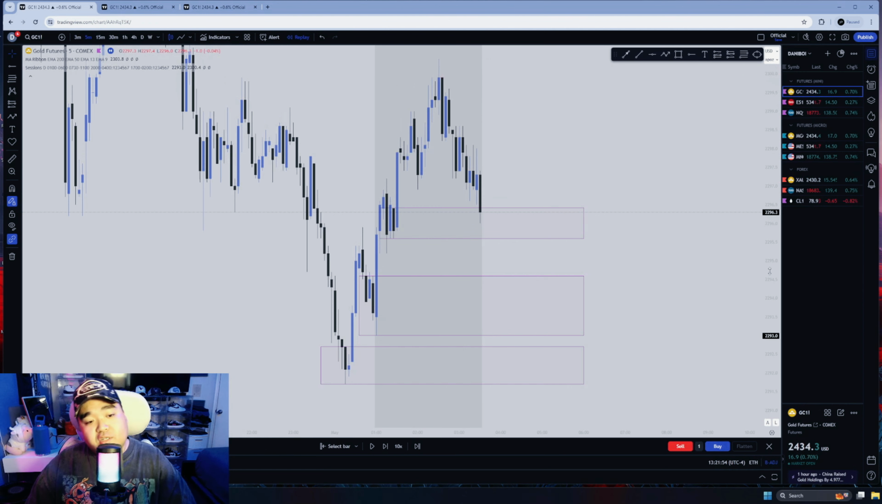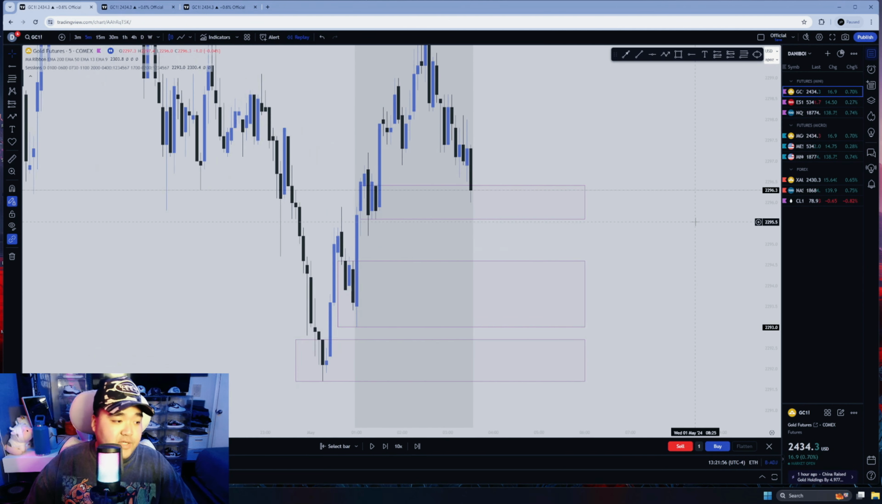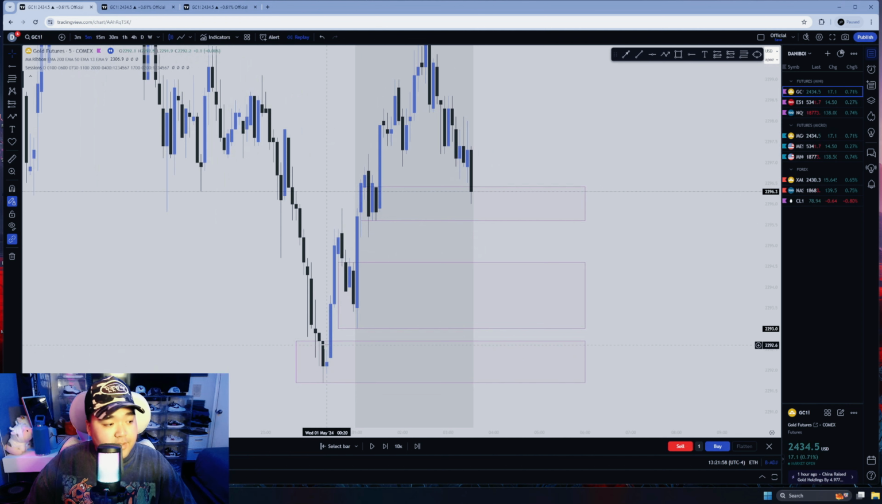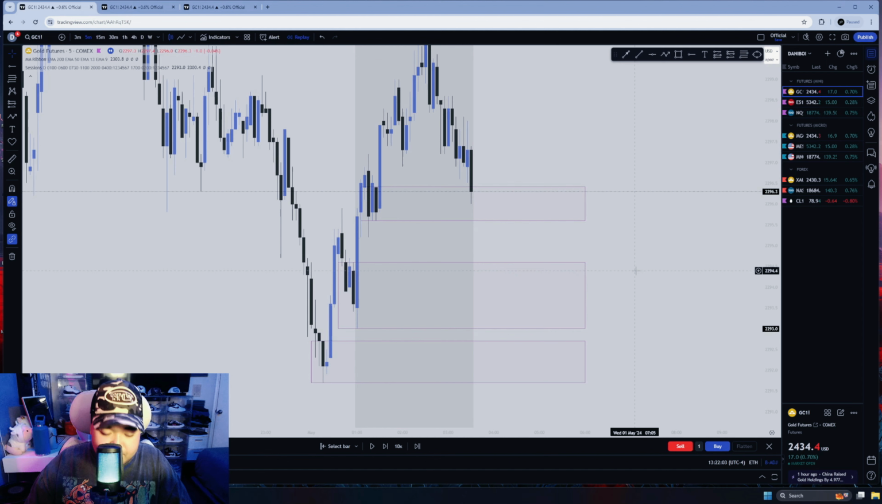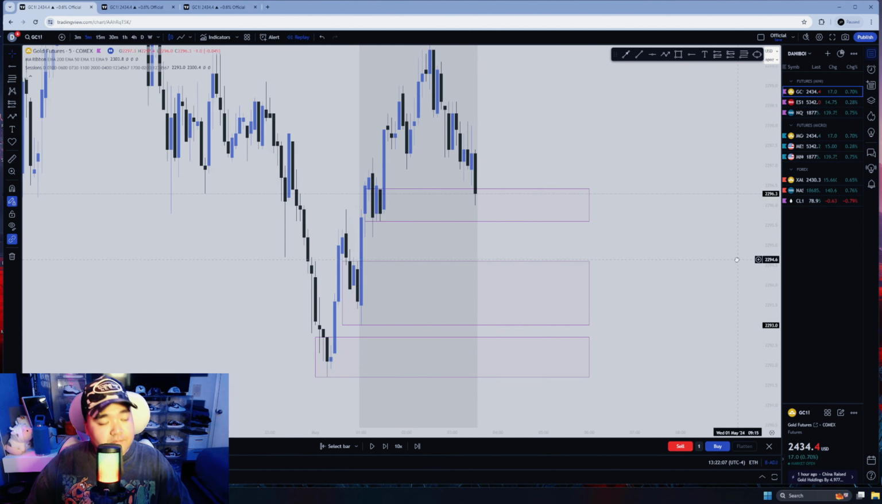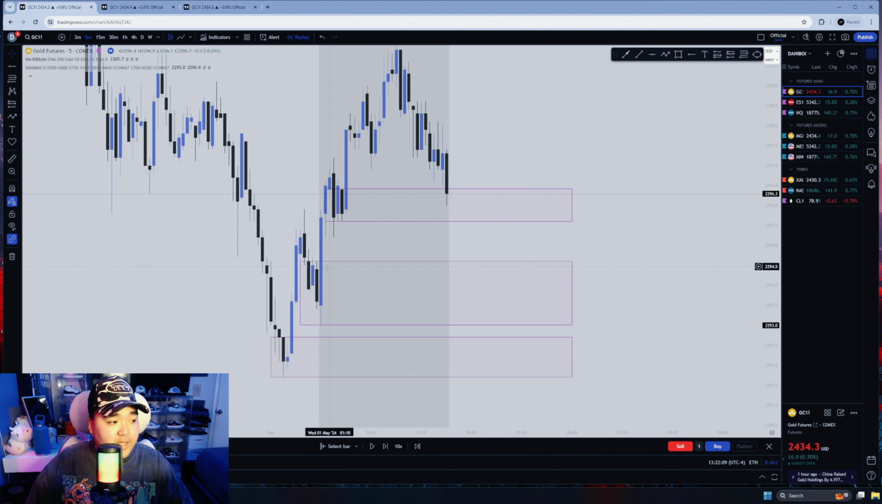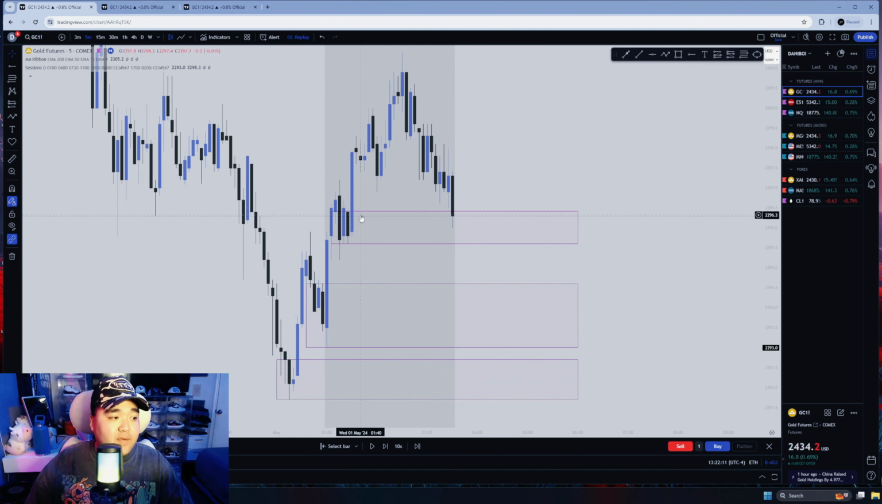We'll usually draw zones at where there are gaps. Okay, so we have a gap down here. If you guys don't know how to draw gaps, go watch my other videos. I literally break down step by step how you find high probability zones. Okay, so we have a gap right here. We have another gap right here, and then we have another gap.